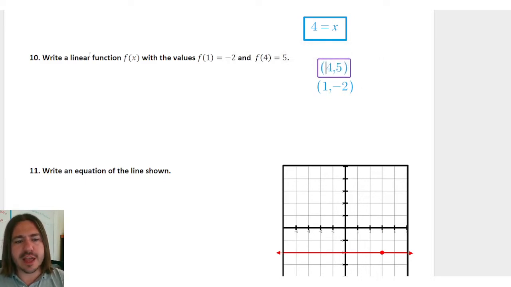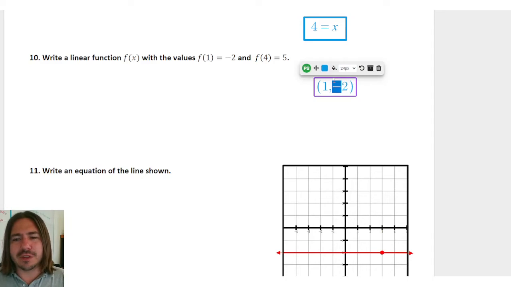Now, this doesn't say that we have to rewrite it in slope-intercept form, so we're going to be safe to just leave it in point-slope form. Now, if the arithmetic works out easy, I might just take it all the way, but if we got to deal with fractions, then I'm just going to leave it in point-slope form. So here, my change in y, to go from 5 to -2 is going to be -7. And then to go from 4 to 1, I'm going to subtract 3.